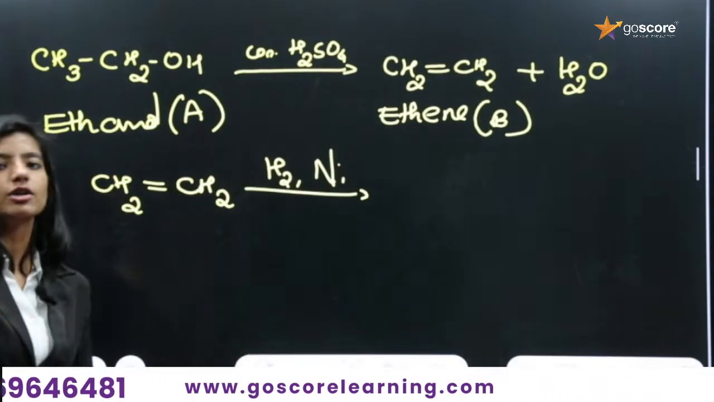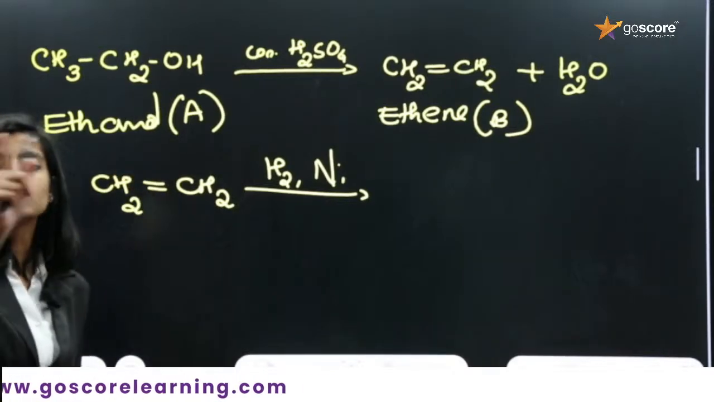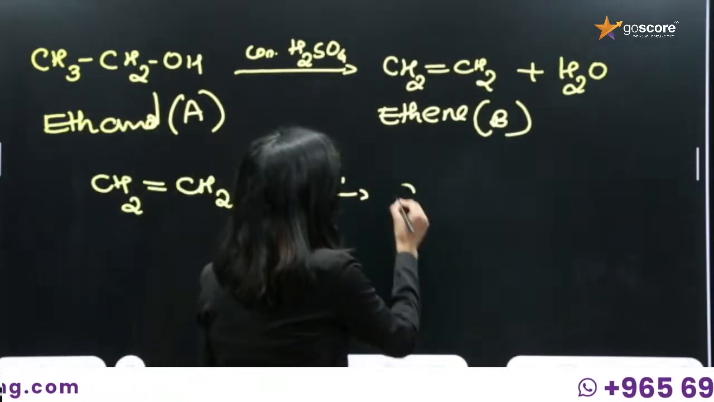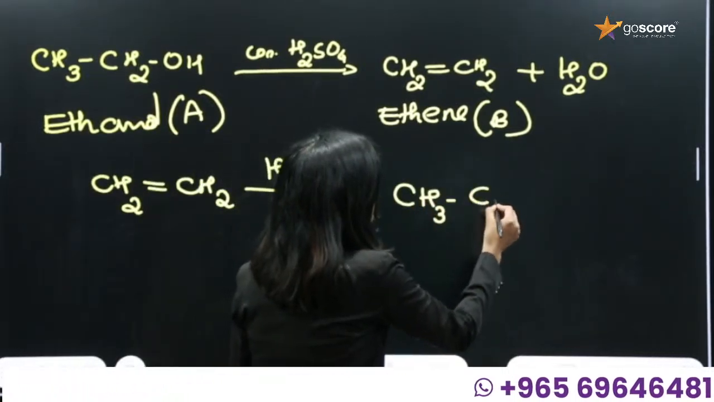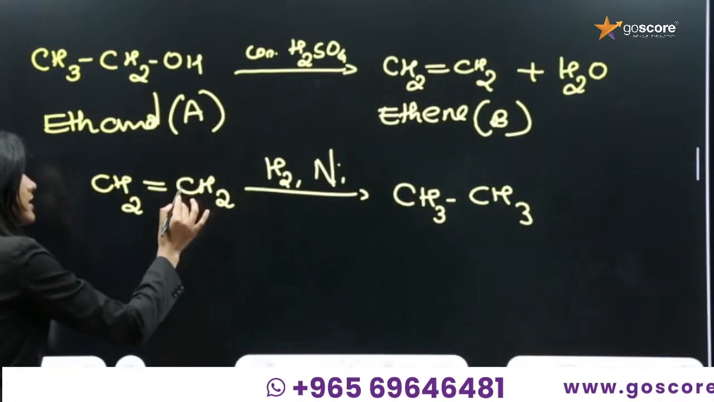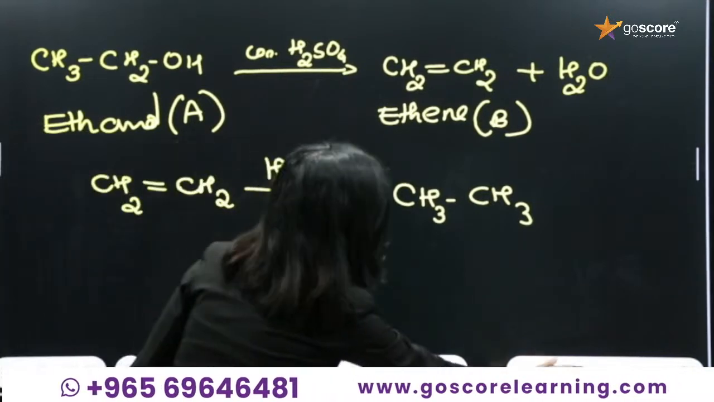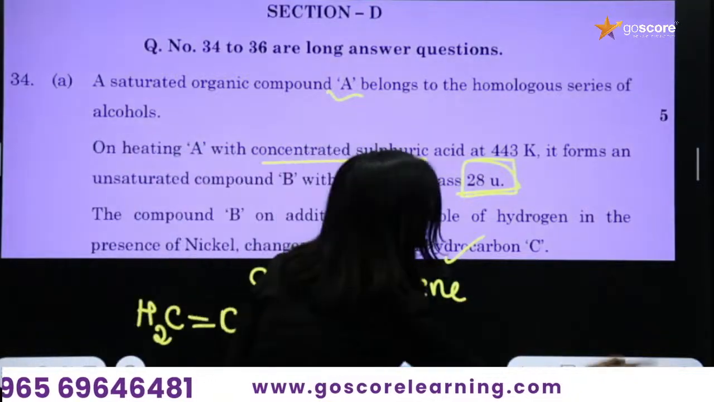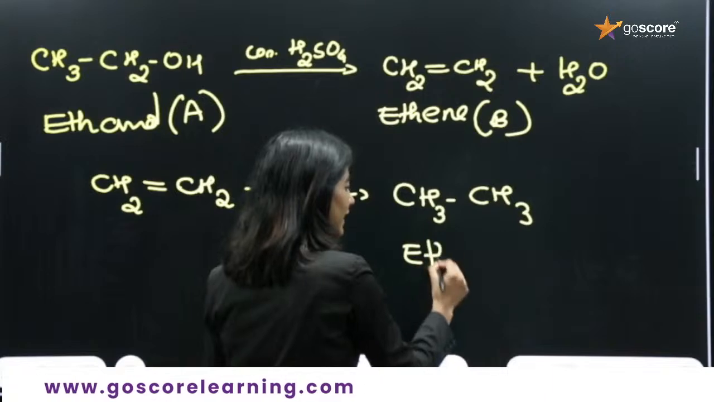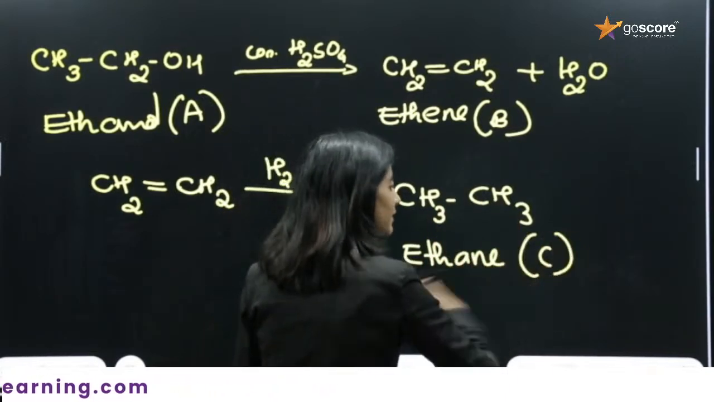Definitely hydrogen will be getting added, and I will get the saturated hydrocarbon where the double bond breaks into a single bond. So I will get CH3, single bond, CH3, where one hydrogen goes to this carbon atom, another hydrogen atom goes to this carbon atom. Simple. That was your hydrocarbon C. What is the name that you can give for that? Ethane, and that is your C.